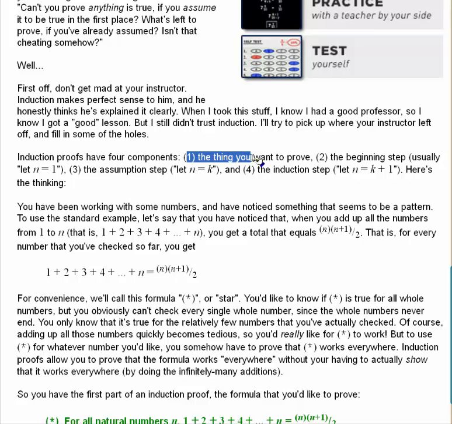First, you have to state what you want to prove. Now, that's always true when you want to prove something. You always want to put up front the statement that you want to prove. Second, there's a beginning step. This is also called the base case. Then the third is the assumption step, and I'll explain what that means later. And last is the induction step. Okay? So what do these all mean?